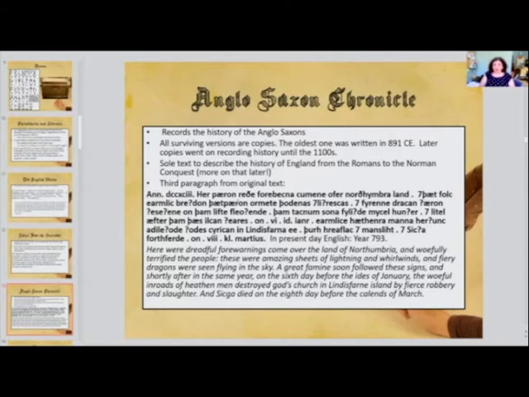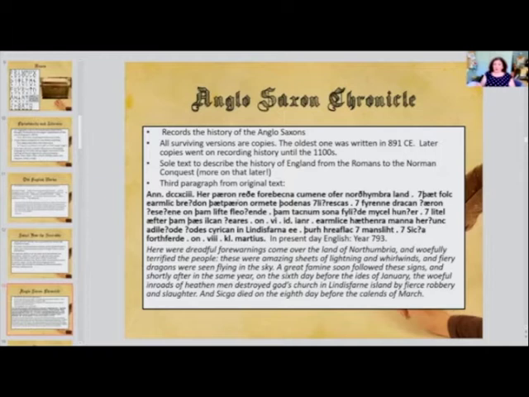Here were dreadful forewarnings come over the land of Northumbria and woefully terrified the people. So these are bad omens, something that they were very concerned with. There were amazing sheets of lightning and whirlwinds, and fiery dragons were seen flying in the sky. Kind of hard to know if that was metaphorical or not, or if they really thought they saw dragons. I'll leave it to you to decide.